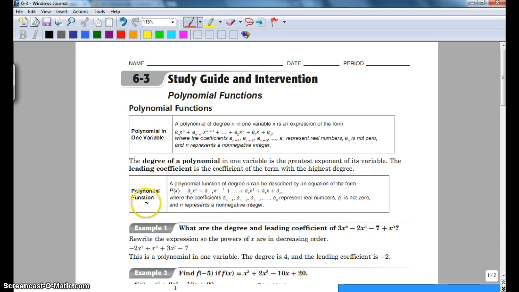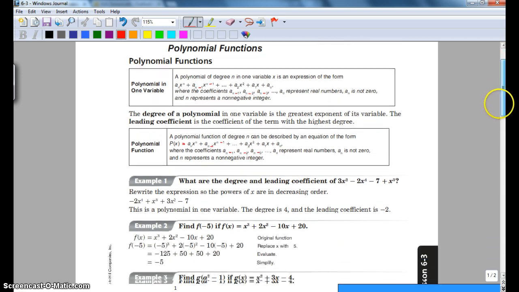A polynomial function. A polynomial function of degree n can be described by an equation of the form p of x, which is equal to a sub n x to the n plus a sub n minus 1 times x to the n minus 1 plus dot dot dot all the way to a sub 2 x squared plus a sub 1 x plus a sub 0, where the coefficients a sub n minus 1, a sub n minus 2, a sub n minus 3, all the way to a sub 0 represent real numbers. A sub n is not 0, and n represents a non-negative integer.